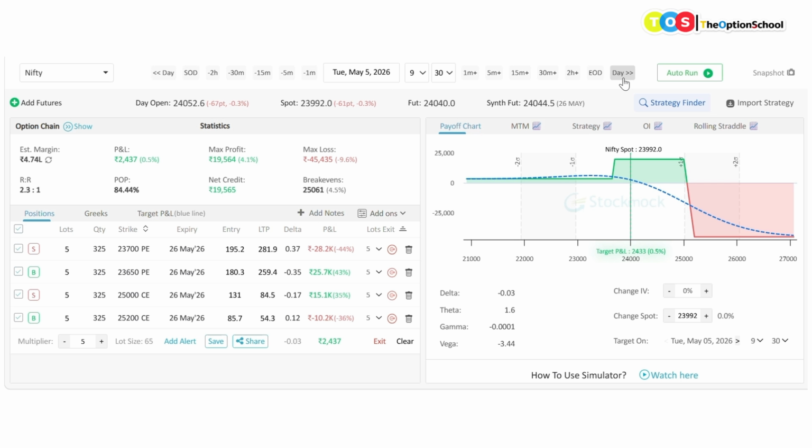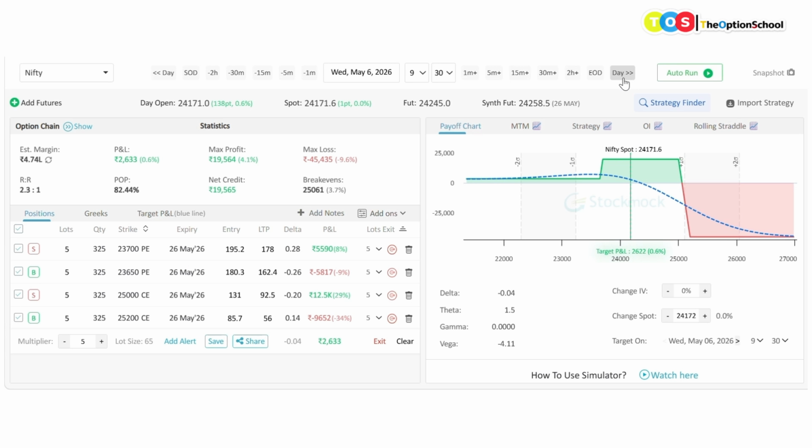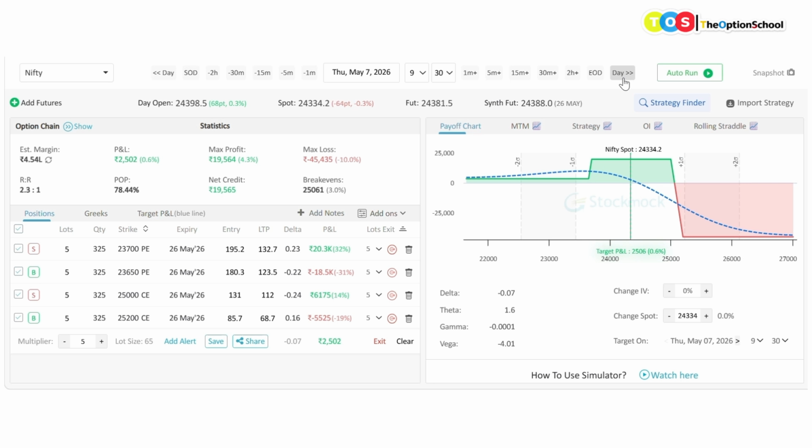Next day, nothing has happened. Market is where it was. Not much change has happened in the market. Next day, again, everything very dull, very normal. Trade is giving me a very small profit of 2,600 rupees. Next day, not much movement, but market is moving slightly on the upper side. I need to be careful on the upside movement of the market.